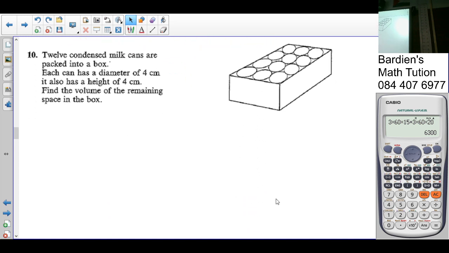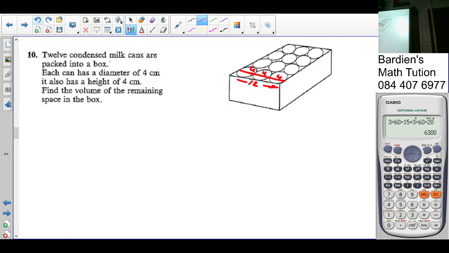Am I right? Right, in number 10 we are told, okay, this person who wrote this textbook enjoys condensed milk, not so? So there's a second sum dealing with the condensed milk cans. We are told that 12 condensed milk cans are packed into a box. Have you seen the cans packed in a box already? Okay. Each can has a diameter of 4 centimeters. So in other words, that is going to be 4. So what is this length here? 12. Can you see that, people?